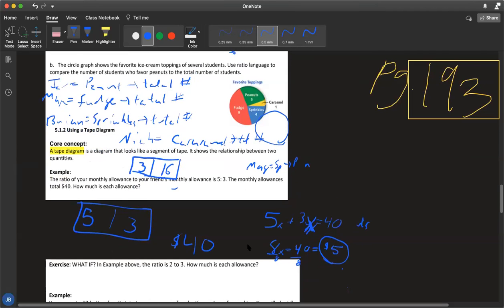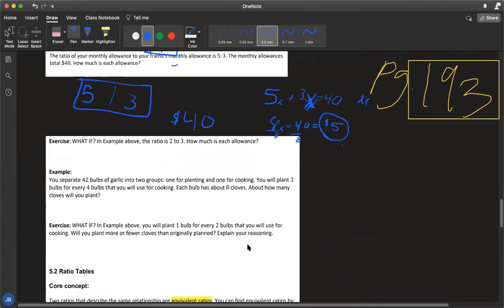So now, what if in the example above, the ratio is 2 to 3? How much is each allowance? So 2 to 3 and $40. So we can say 2x plus 3x equals 40. And so 2x plus 3x is 5x equals 40. Divide by 5, x would be 8. Does that make sense for everybody?